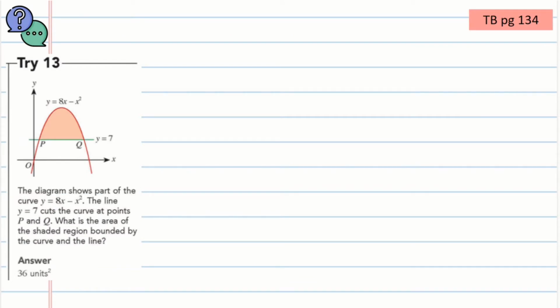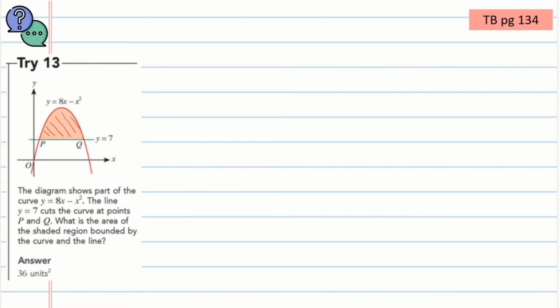We will first take a look at Try 13, which is found in your textbook page 134. In this question, it has a diagram showing part of the curve y equals 8x minus x squared. The line y equals 7 cuts the curve at the points P and Q. We want to find out the area of the region over here.